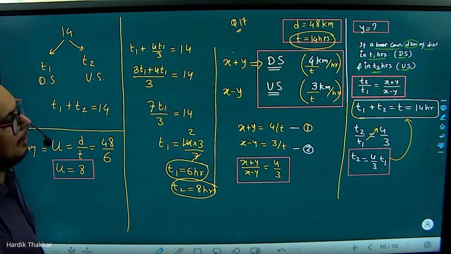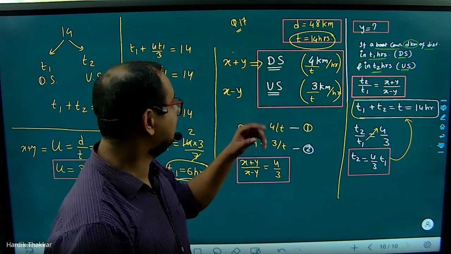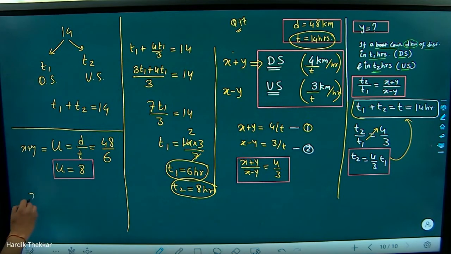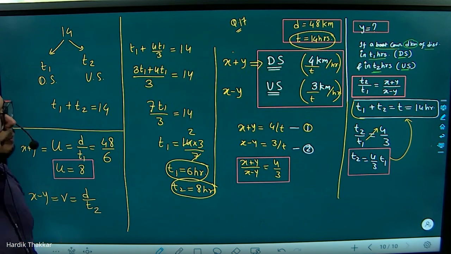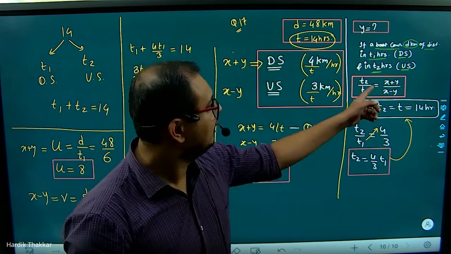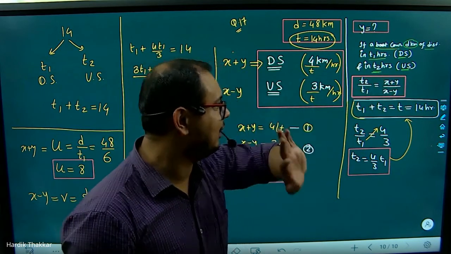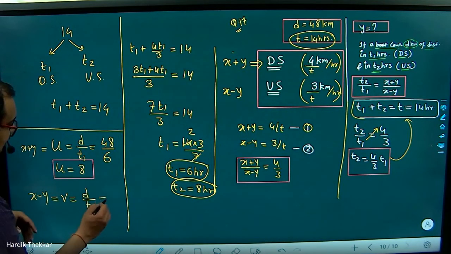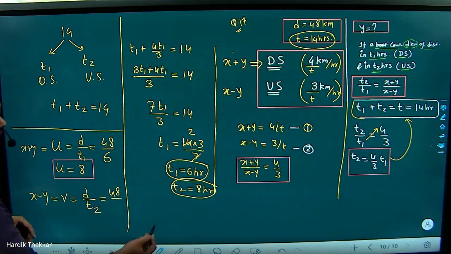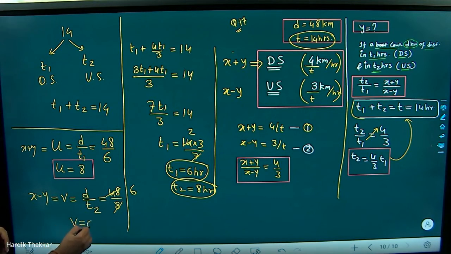Further, we have to calculate the upstream speed. Upstream speed is x minus y, or we can write it as v. That is also distance upon time. For the downstream case, it was T1. In case of upstream, the time is T2. So the distance, that is 48, divided by the time, that is 8. So you will get 6. So v is equal to 6 km per hour.